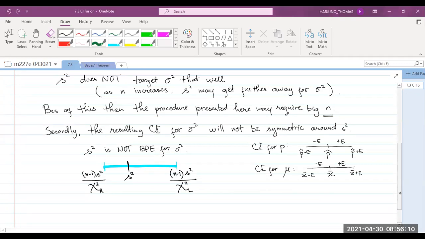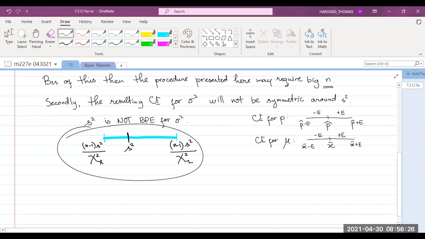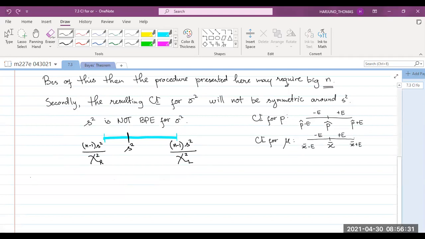Now let's write down the procedure, the template. Pictorially, this is what the confidence interval for sigma squared will look like. So this is the template now, the procedure to construct a confidence interval for sigma squared.